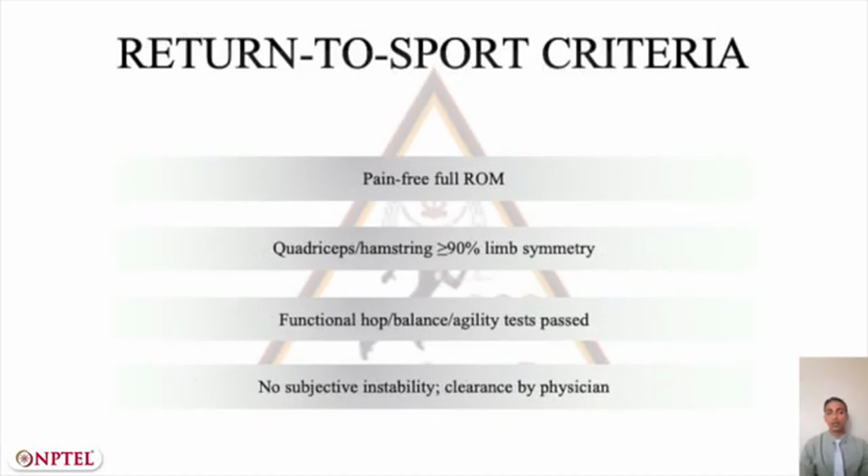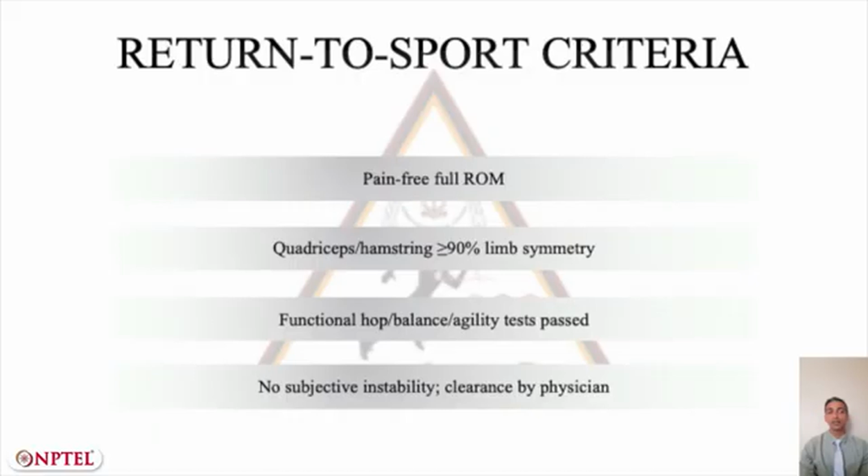Return to play or return to sport requires meeting strict criteria: full pain-free knee range of motion, quadriceps and hamstring strength of more than 95% of the opposite uninjured limb, and successful completion of functional hop and agility tests.